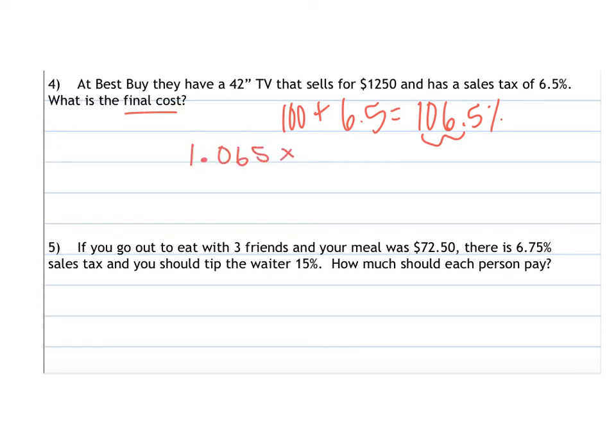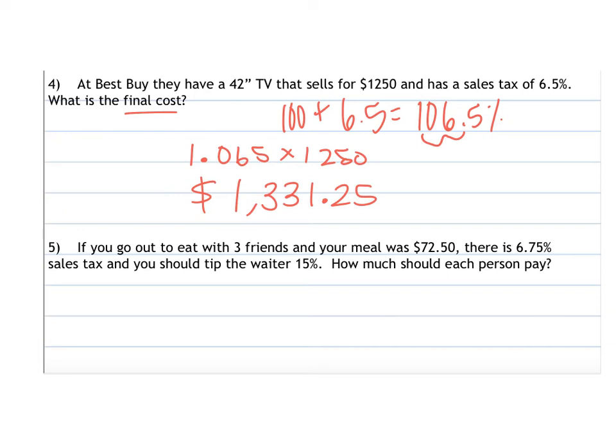So now I'm at 1.065, and I'm going to multiply that by 1,250. After the tax is added, it would be $1,331.25. When you use method 2, again, you do not have to add back on. You already took care of the addition, so you're done. All right, one more on here.